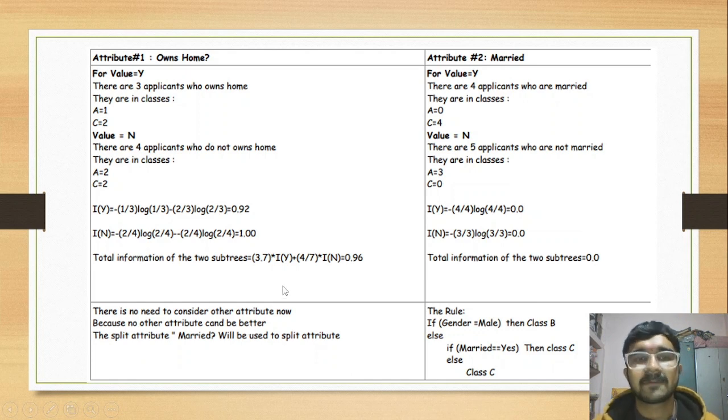At last we will generate our rule as: if gender equals male then class B, else if married equals yes then class C, else class A. In this way we have generated the rule using entropy and information gain. Now let's move forward to our next question, that is question number 5.